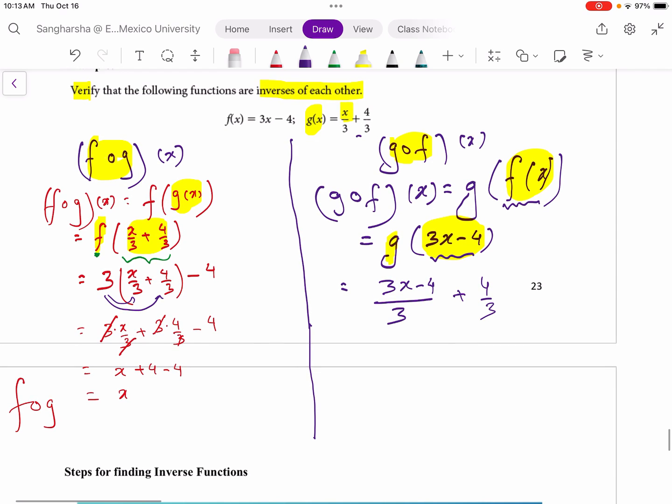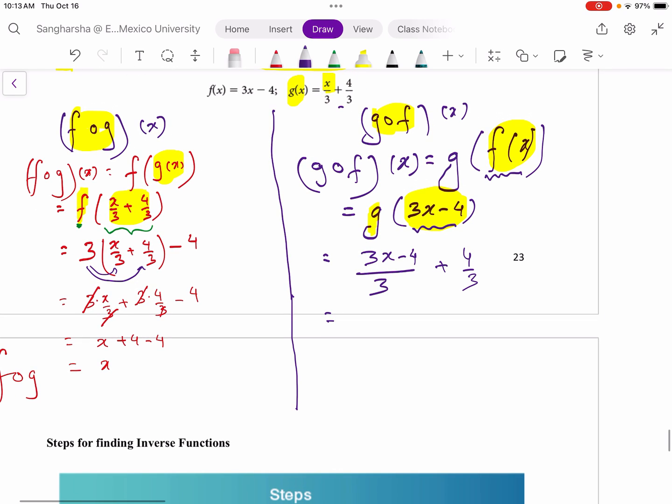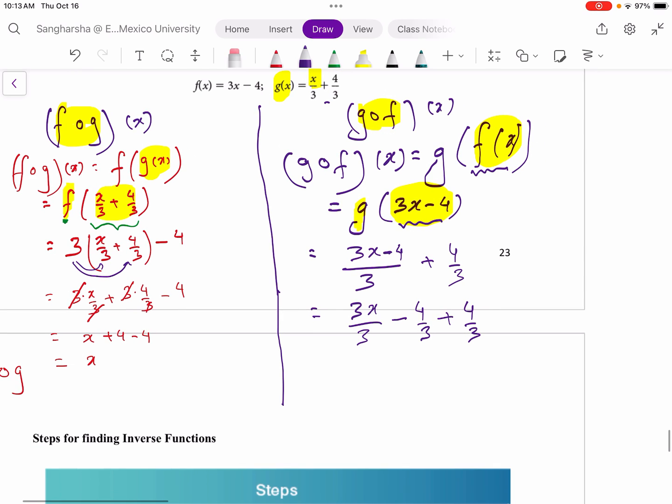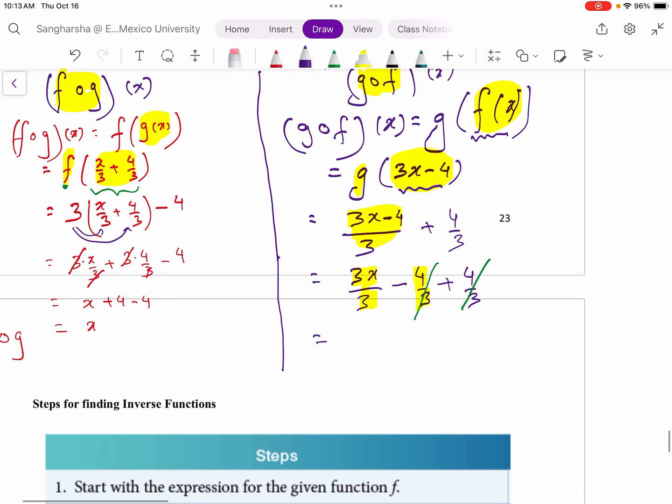Now we can break this down. We can rewrite this as 3x over 3, and we have negative 4 over 3 plus 4 over 3. We can always separate this as two different fractions. They both have a common denominator. Now negative 4 over 3 plus positive 4 over 3 is 0, and positive 3x divided by 3 is x, and this is our g composite f.